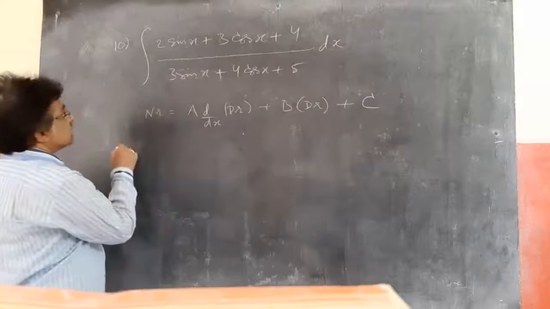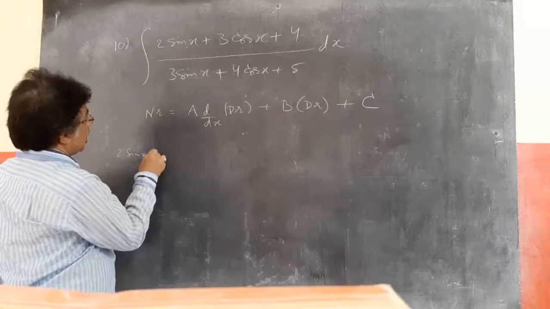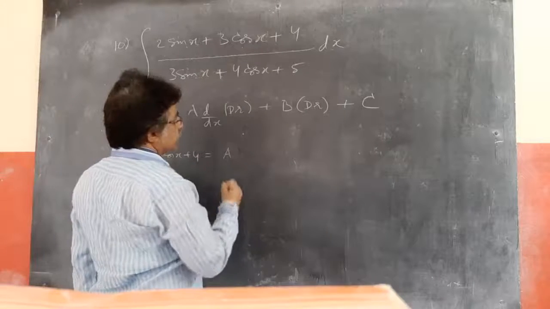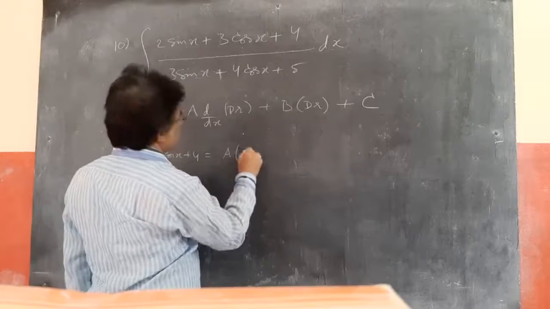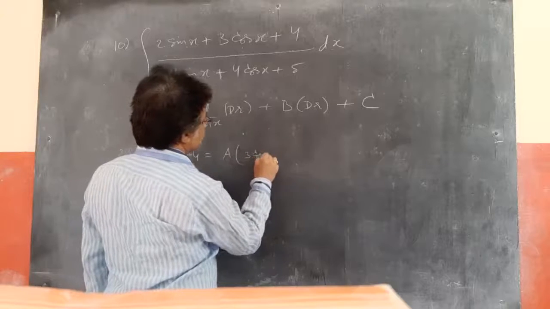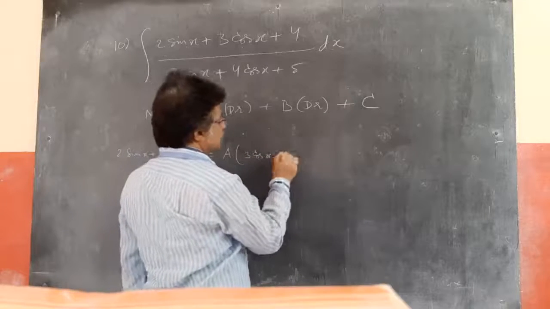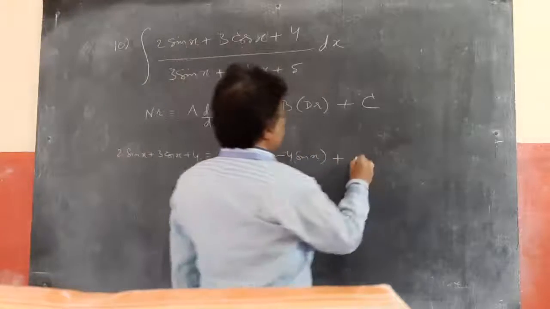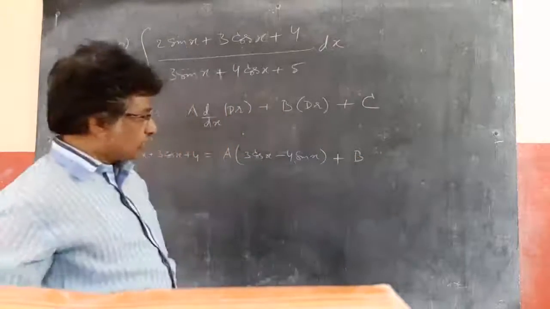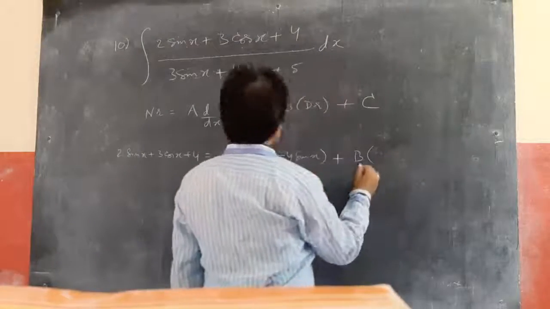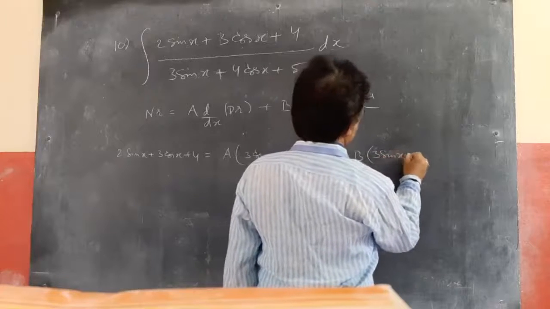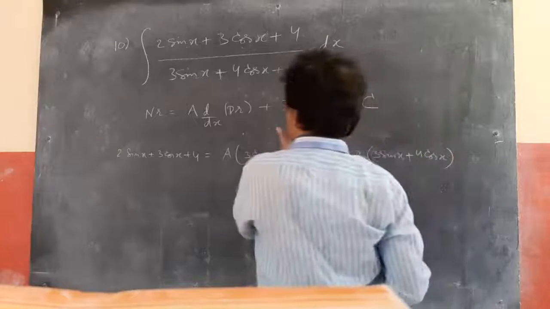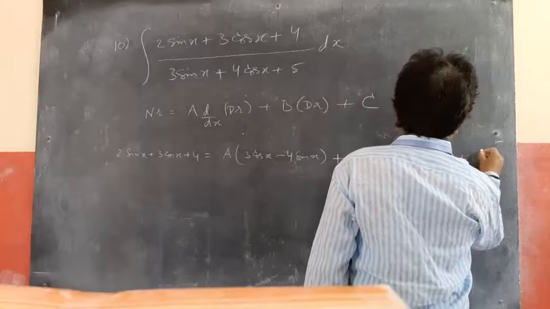So the numerator here, 2 sin x plus 3 cos x plus 4, equals a into d by dx of the denominator. That means the derivative of 3 sin x is 3 cos x, plus 4 into the derivative of cos x, which is minus sin x, the constant's derivative is 0, plus b into the denominator, 3 sin x plus 4 cos x, plus the extra constant.